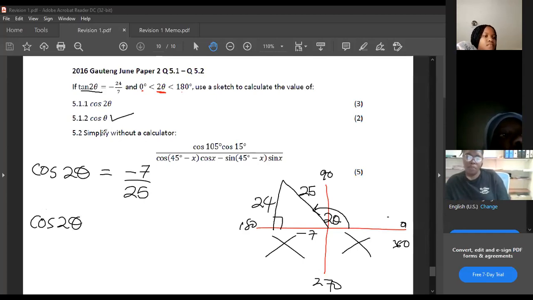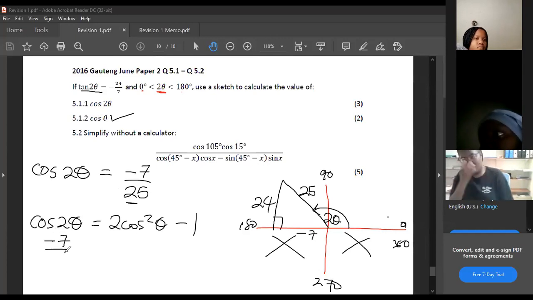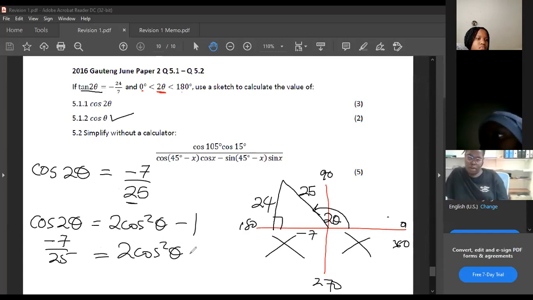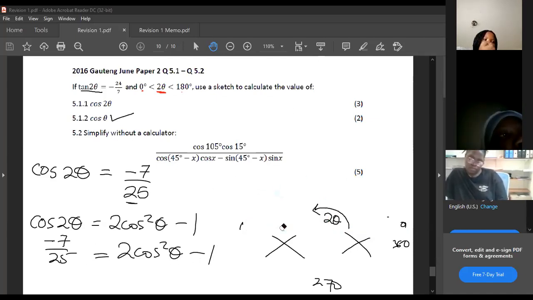Cos 2 theta, which one is cos only? It's equal to 2 cos squared theta minus 1. But I know the value of cos 2 theta. There is my value of cos 2 theta. So I'll say minus 7 over 25 is equal to 2 cos squared theta minus 1. You notice where I'm going? This is where I'm going to pull out my cos. I make cos theta subject. I have to transpose this and divide by 2.